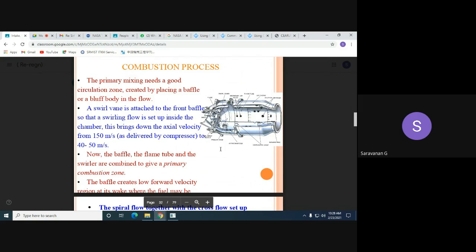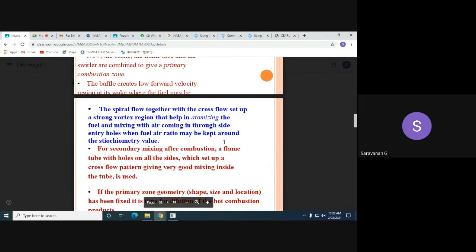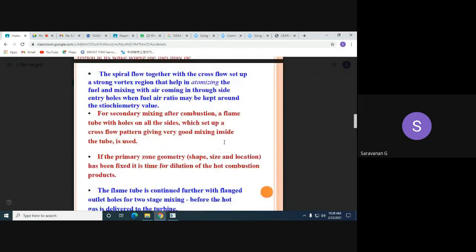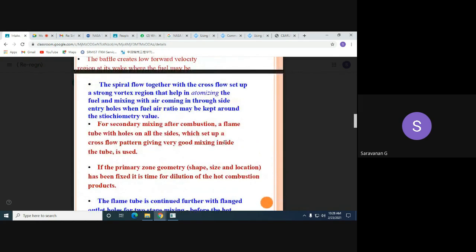Now the bluff body, the flame tube, and the swirler combine to give primary combustion. It creates a low velocity region at its peak, where the fuel may be in the form of gases. This spiral flow together with the cross flow setup creates a strong vortex region that helps in optimizing the fuel mixing with the air coming in through the side entry holes. The swirl is meant for flame stabilization, and the fuel-air ratio is kept around the recommended value.